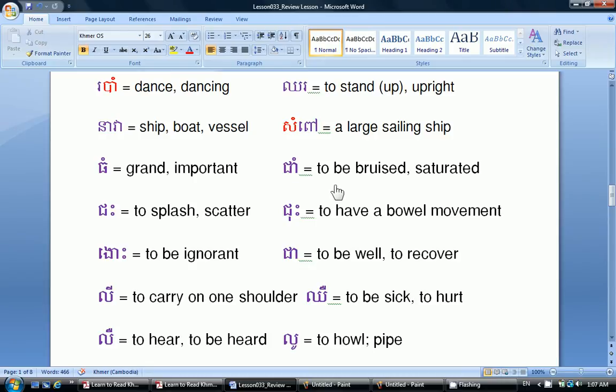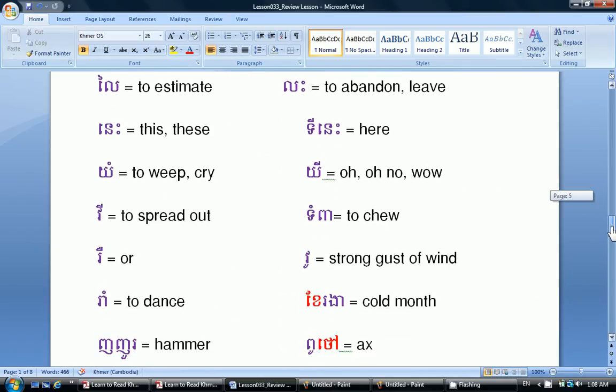Chuam means to be bruised or saturated. Chu means to have a bowel movement. Jia means to be well or to recover. Chu means to be sick or to hurt. Lu means to howl or pipe. Lei means to estimate. Ni means this or these. Yum means to weep or cry. Vi means to spread out. Ru means or. Ruam means to dance.